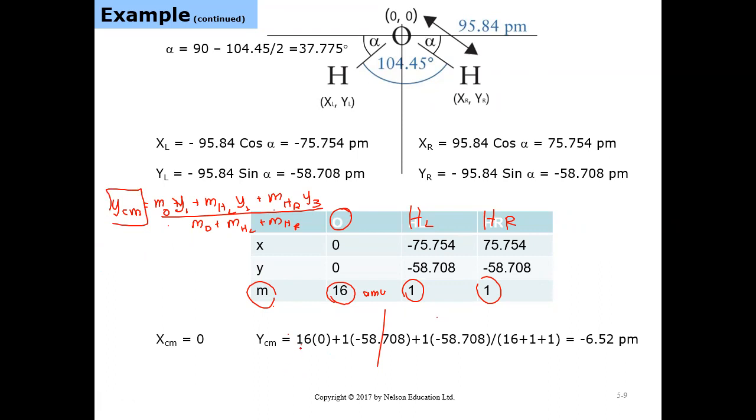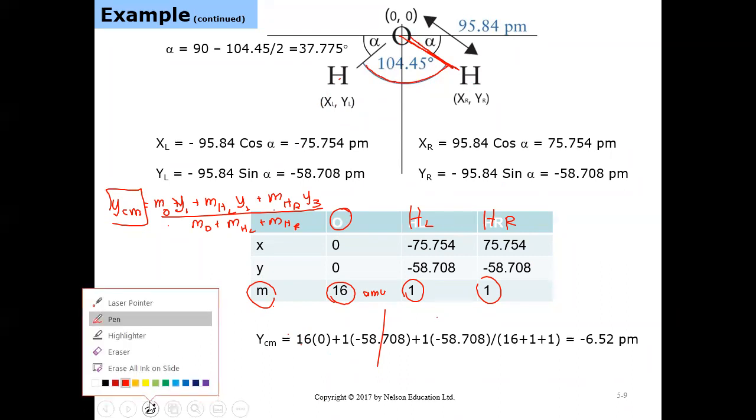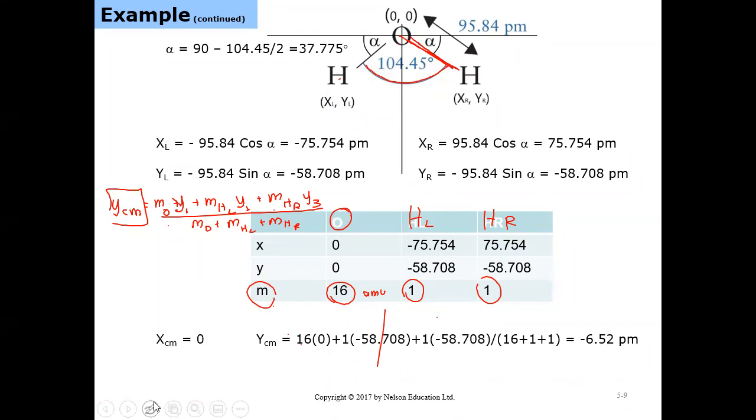So we need the y position of oxygen, the y position of the right hydrogen, and the y position of the left hydrogen. From what we have been given already, we have been given this angle and this length. So the y position will be this. Let me make it black, so I can refer to them by the color.